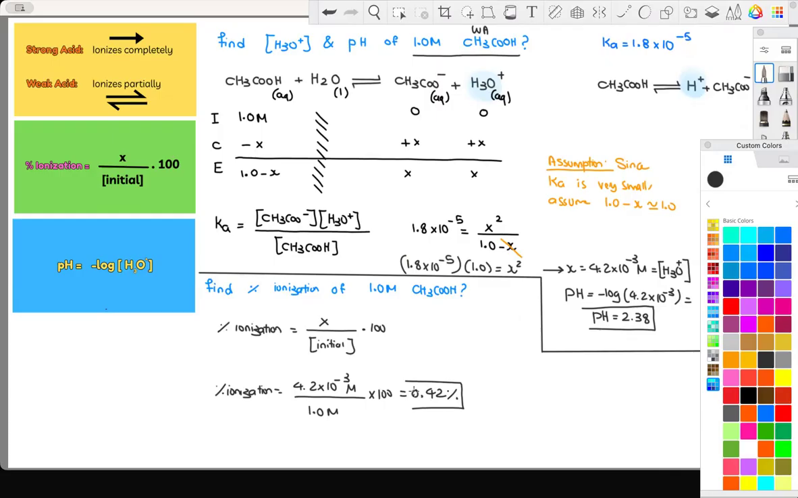Also keep in mind that when we're finding the percent ionization, it depends on both the X, the change that we get, and the initial. So if the initial concentration changes, the percent ionization would be slightly a different number. It's going to be around the same thing, but it will be a different number.